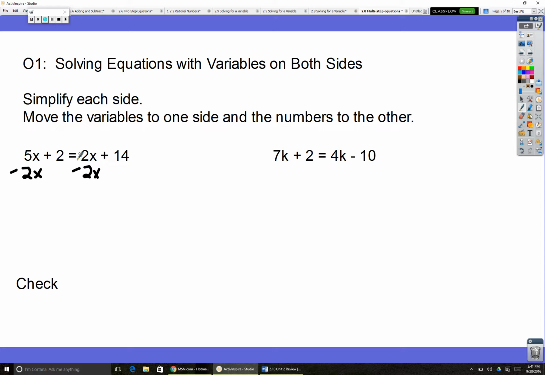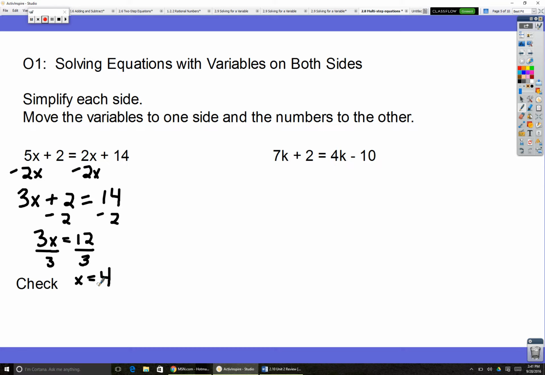On the right side, when I do 2x minus 2x, I have no more 2x. That's 0. So I've gotten rid of it. I've moved it to the left side. 5x minus 2x is 3x. I still have my plus 2. I can't combine that because it's not a like term. And on the right side, I have 14. Now I have a simple two-step equation. Subtracting 2 from both sides gives me 3x equals 12. Dividing both sides by 3 gives me x equals 4.